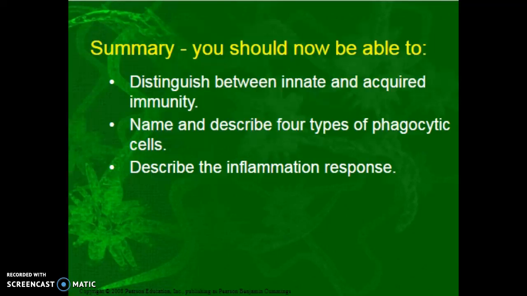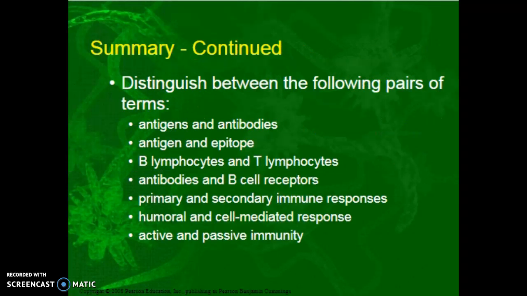Remember to look at your active words, your verbs. Distinguish is different than explain. Distinguish is different than describe. You need to be able to tell the difference between something describing an innate response and something describing acquired immunity. Know those 4 phagocytic cell types. Describe them. Talk about what they can do, all that kind of stuff. Distinguish between these terms. These are terms that lots of people mix up.